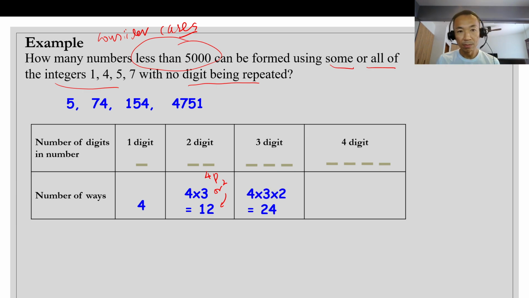3 digits, same thing. 4 times 3 times 2 because it could be 4 ways, 3 ways, 2 ways. Alternatively, you could say 4P3.